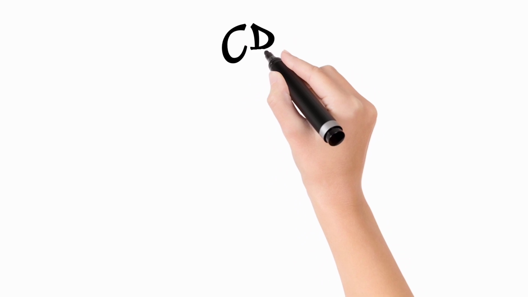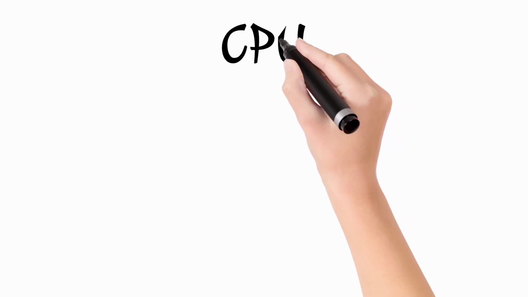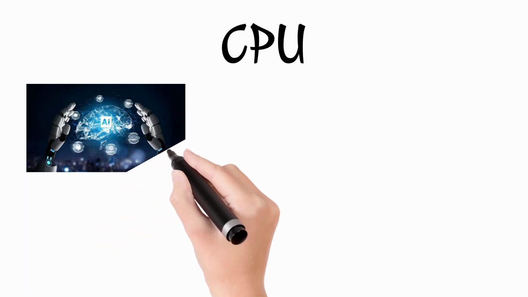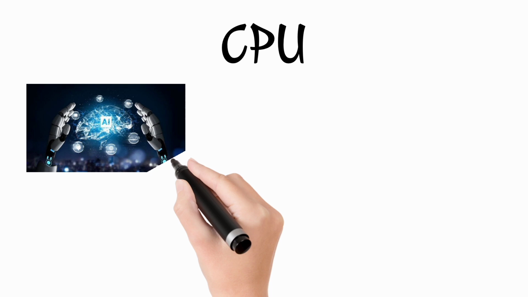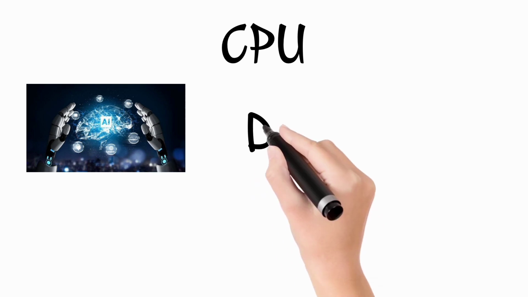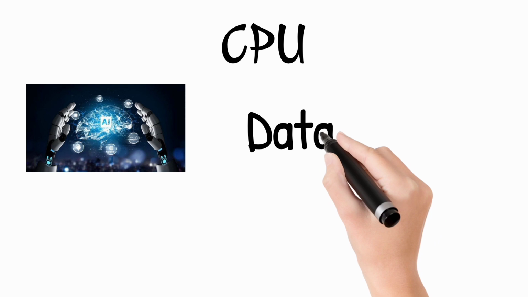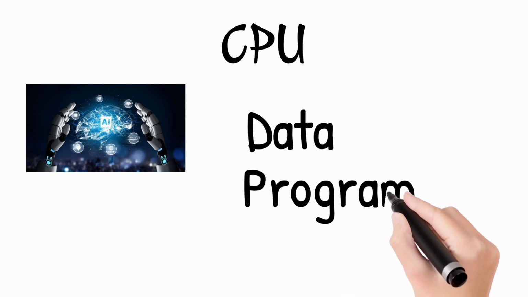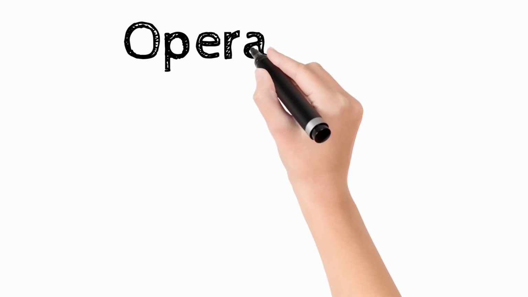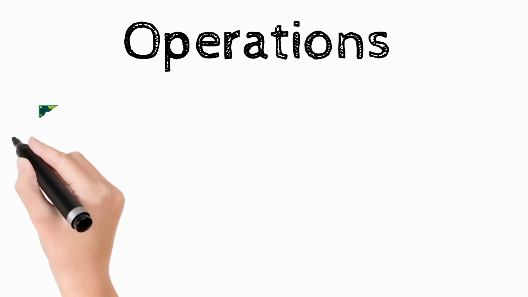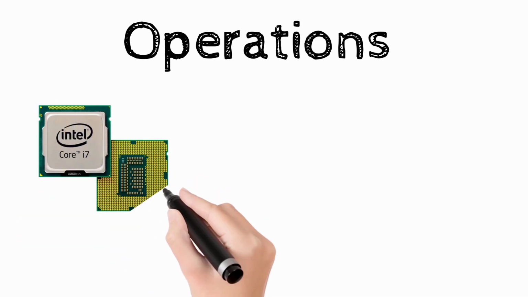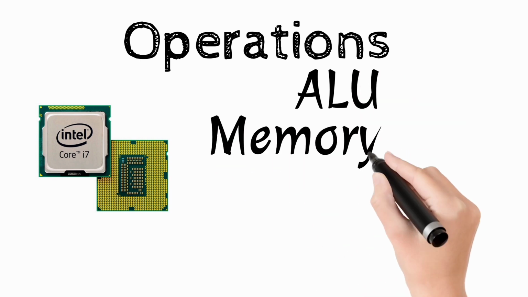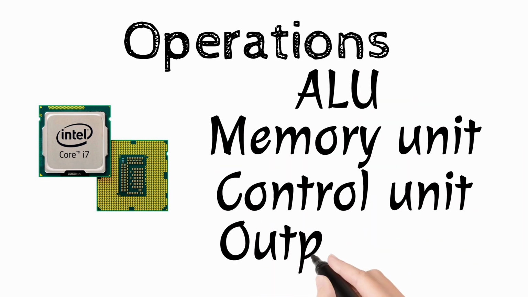CPU, Central Processing Unit. The CPU is considered the brain of the computer. The CPU performs all types of data processing operations. It stores data, intermediate results, and instructions called the program. It controls the operation of all parts of the computer. The CPU itself has the following 3 components: ALU (arithmetic logic unit), memory unit, and control unit.